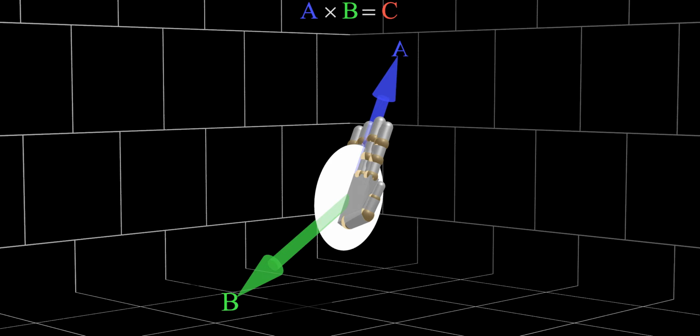Without moving your hand from that starting point, rotate it so that your index finger stays aligned with A while your palm turns towards vector B. Now let your middle, ring, and pinky fingers curl naturally in the direction of B. Reversing this order would reverse the final direction of the cross product.